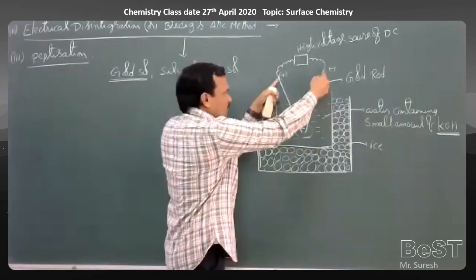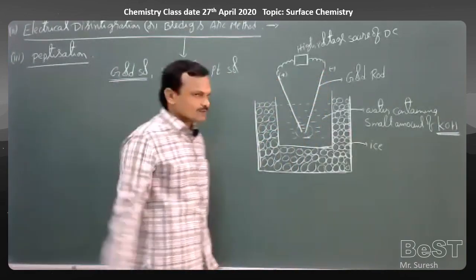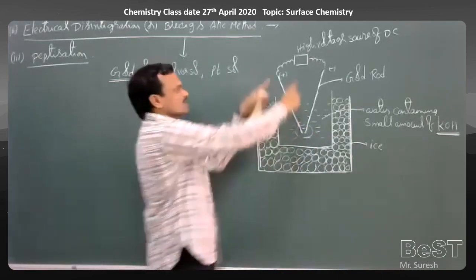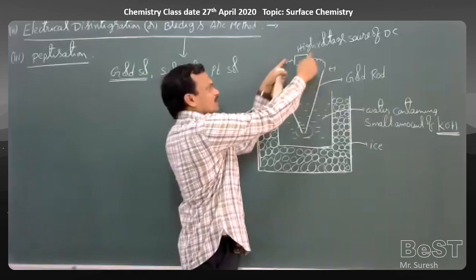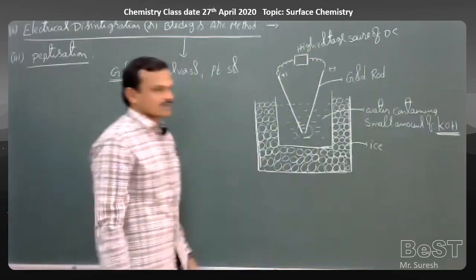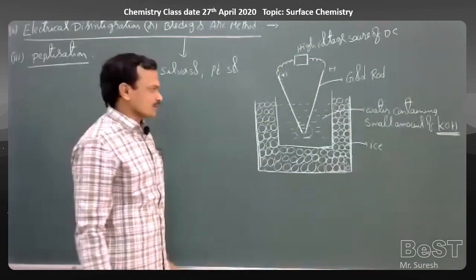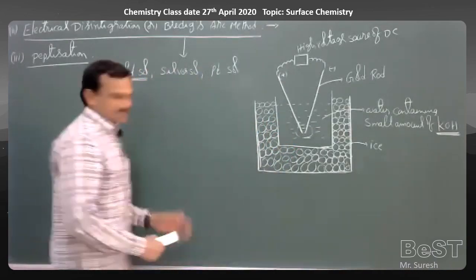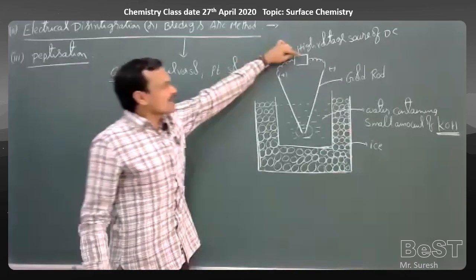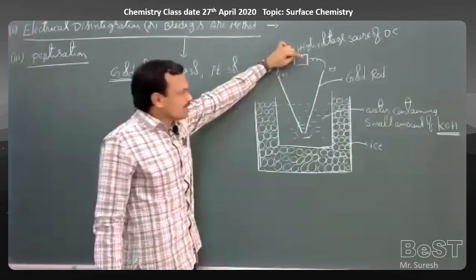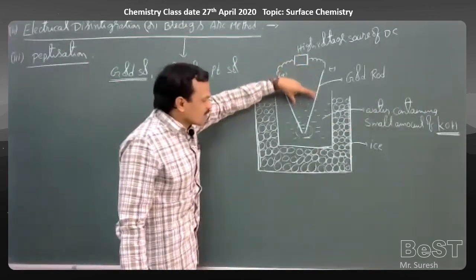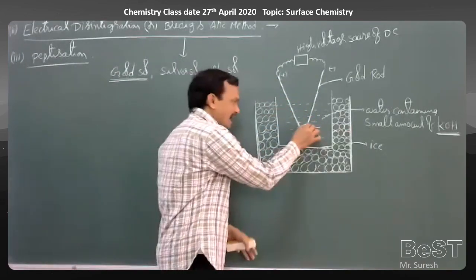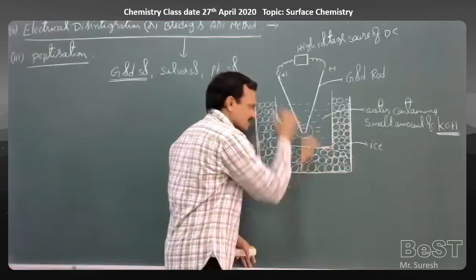In this, two gold rods are introduced, which are in almost close contact with each other. These two gold rods are connected to the high voltage source of DC. This is the equipment here. Then what to do next? Now by using this high voltage source of DC, we will pass current through these electrodes. On applying high voltage, an electric arc is struck here.